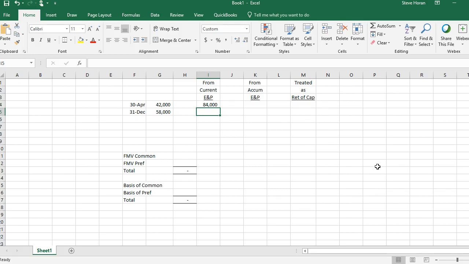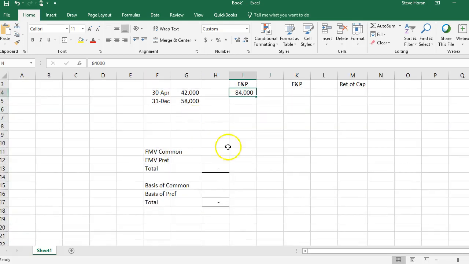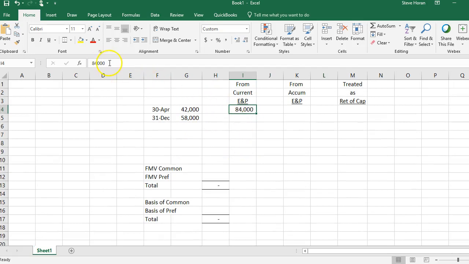And what we do is we take that number, that 84,000, I'm going to maybe make this just a little bit bigger to make sure you can see it, that 84,000, and multiply it by the sum of the two distributions, 42,000 plus 58,000. Okay, the two distributions right here. These are the two distributions.